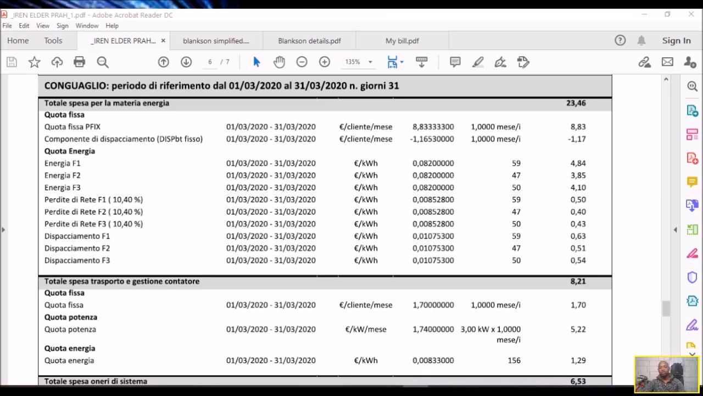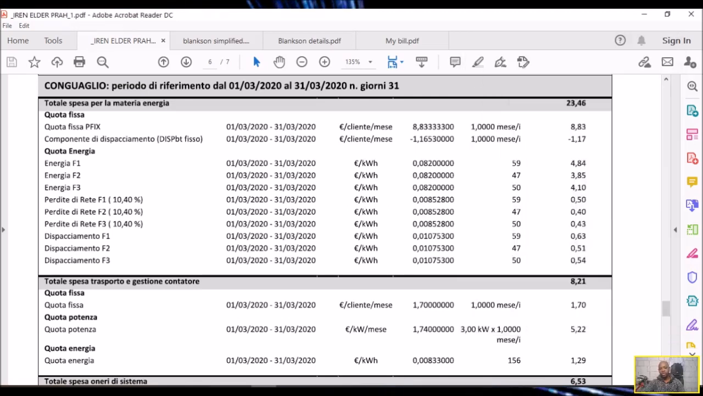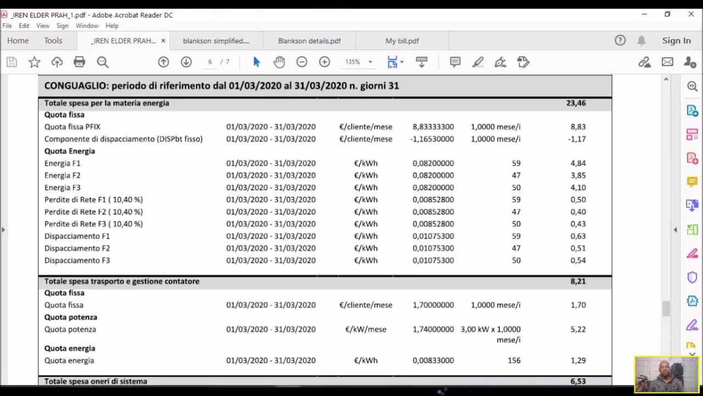If we go and do 10.40 divided by 100 times 0.082, it will give you 0.008528, which is exactly what is here. So for you to pay for the dispersal of the energy they are transporting from the main terminal to your various houses, to our various houses, this is what we are paying.